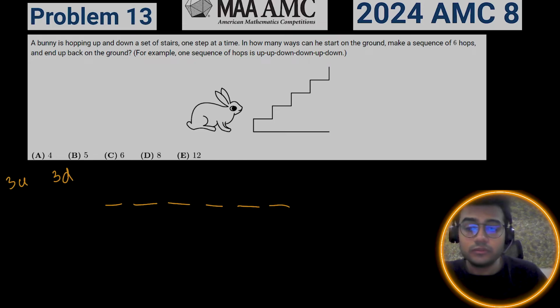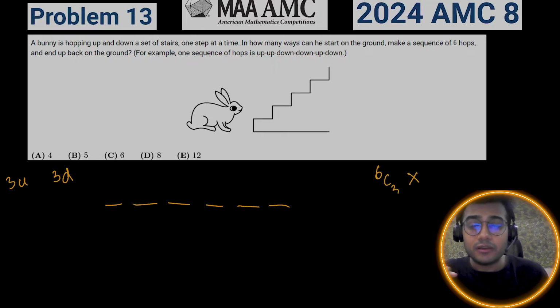Now your temptation might be to just do 6 choose 3, but that would be wrong because there are some moves that are not allowed. For example, the first move cannot be down, right? Because it's already at the ground. So again, it takes out a lot of those moves. So 6 choose 3 is going to be wrong.